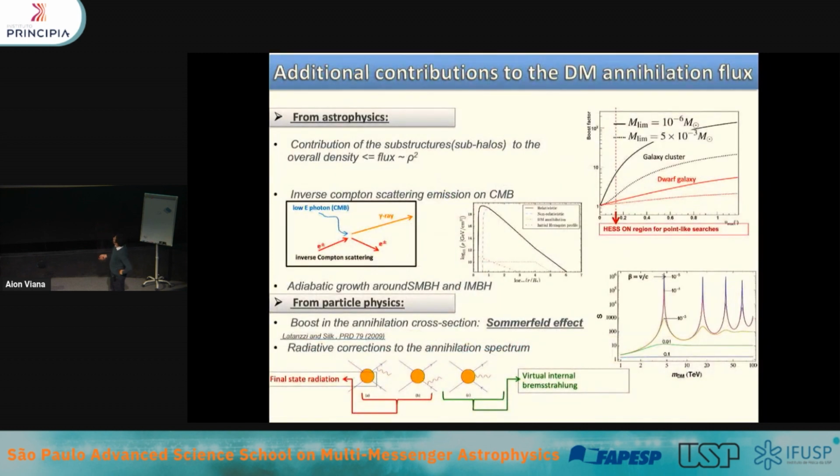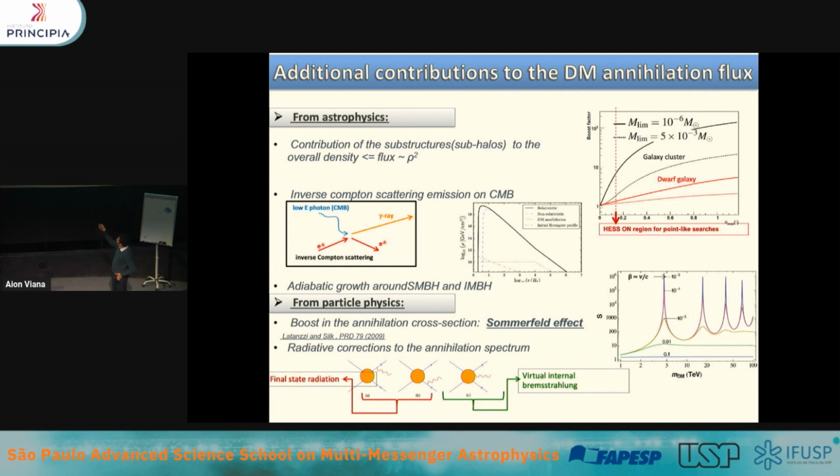Now, we can have additional contributions to these annihilations. They can either come from astrophysics. For example, galaxies, when they form, don't form only one halo. You actually have several sub-halos that are formed. And since the flux depends on the square of the density, these small halos will contribute quite a lot to the flux. And this is actually very true for globular clusters. For galaxy clusters, for example, we can have what we call boost factors of the signal, using substructures, which can go up to a factor of 100.